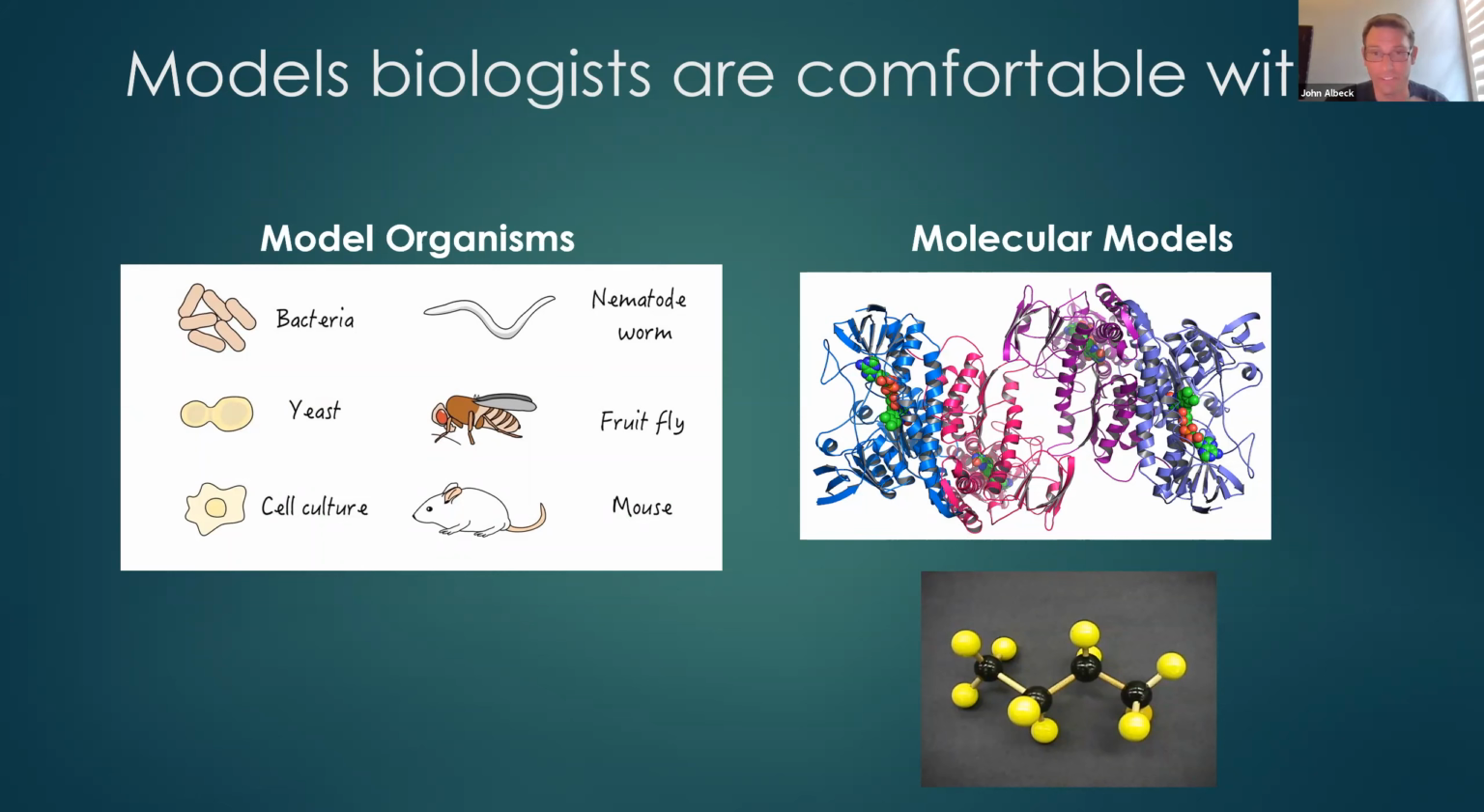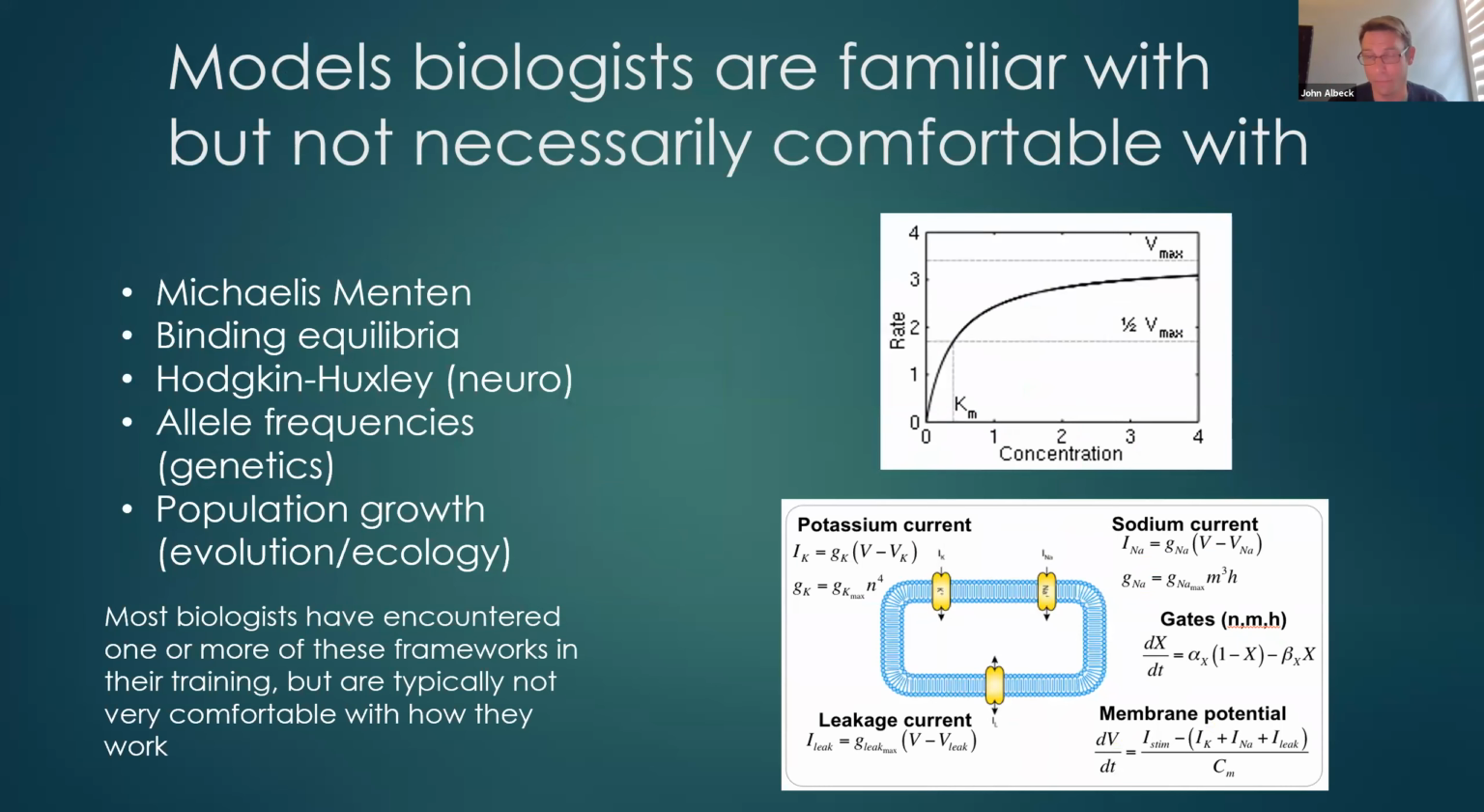So I do think there is this mindset of getting value out of models. There is this underlying foundation that biologists can relate to. I just think that when it comes to quantitative models, they're much less familiar and much less conversant with how a model works. There are a handful of things that most biologists have come across in terms of actual quantitative models. Most people have seen Michaelis-Menten and binding equilibria.